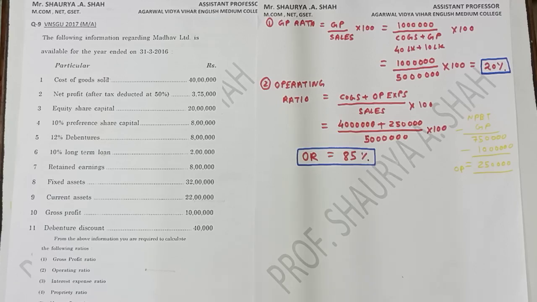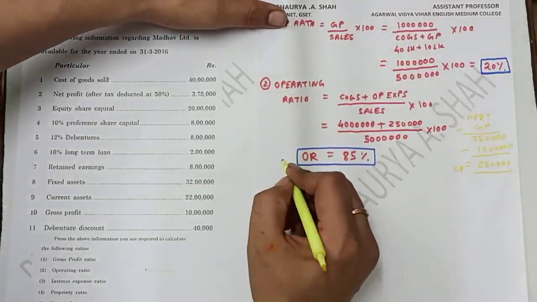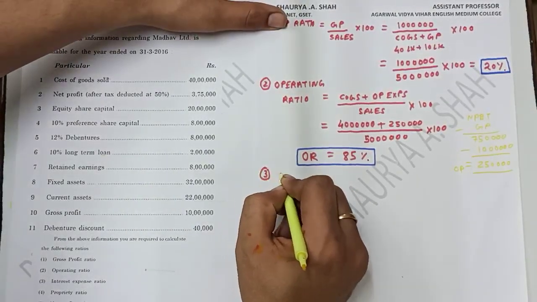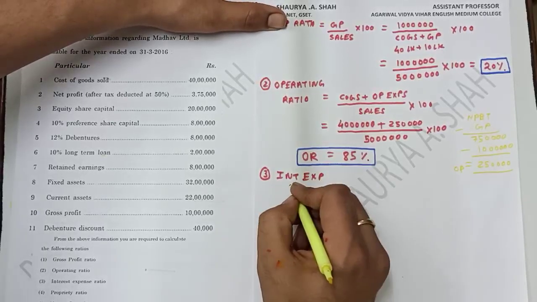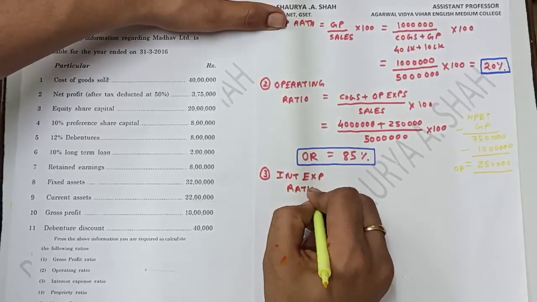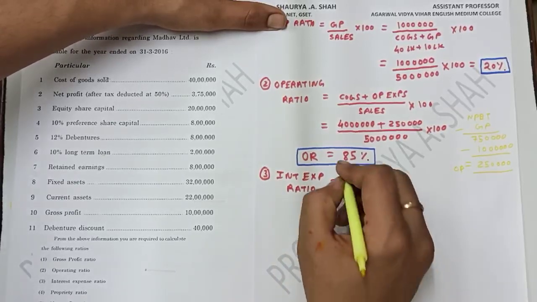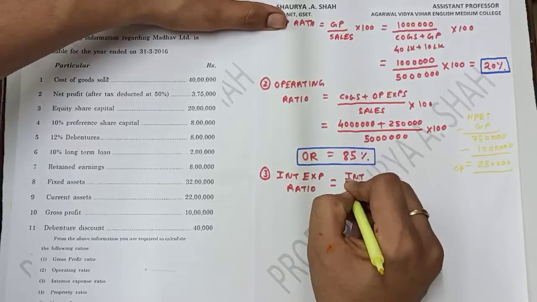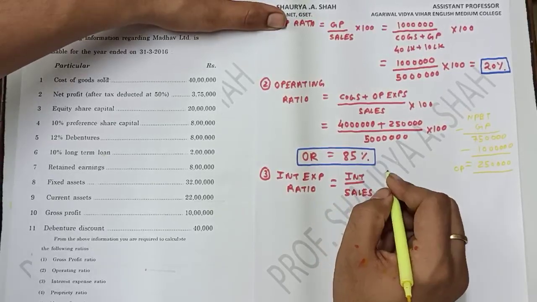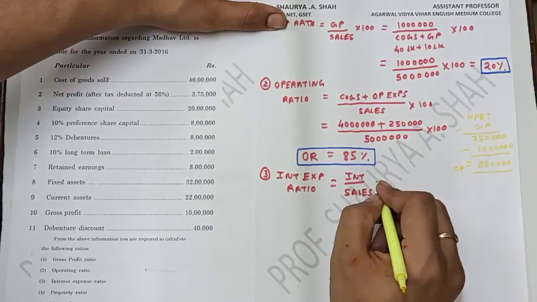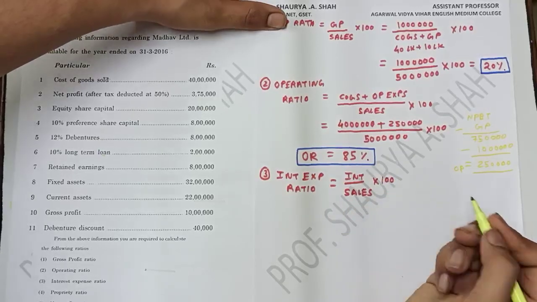Next is your interest expense ratio. What is interest expense ratio? What is the formula for that, students? I can write down interest expense ratio is equal to interest upon sales, that is, what interest I am paying and what my total sales are, into 100.